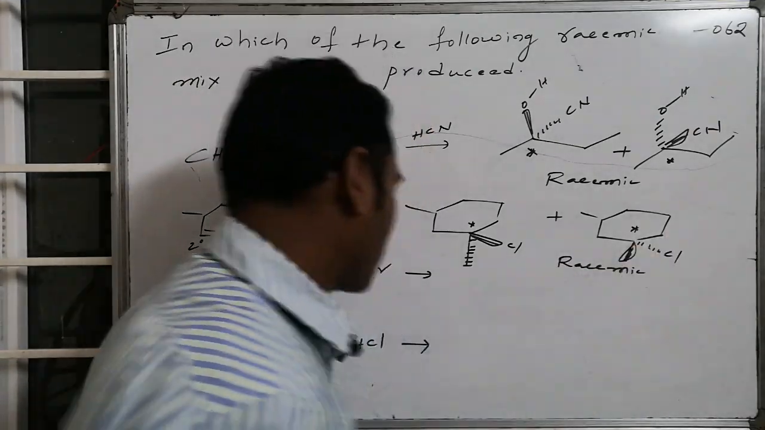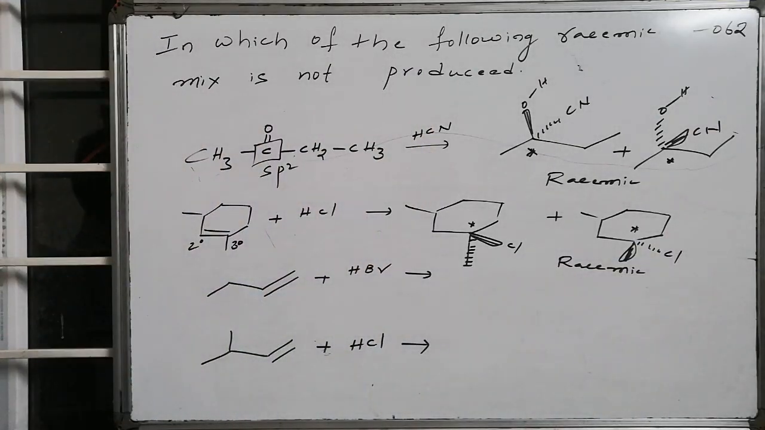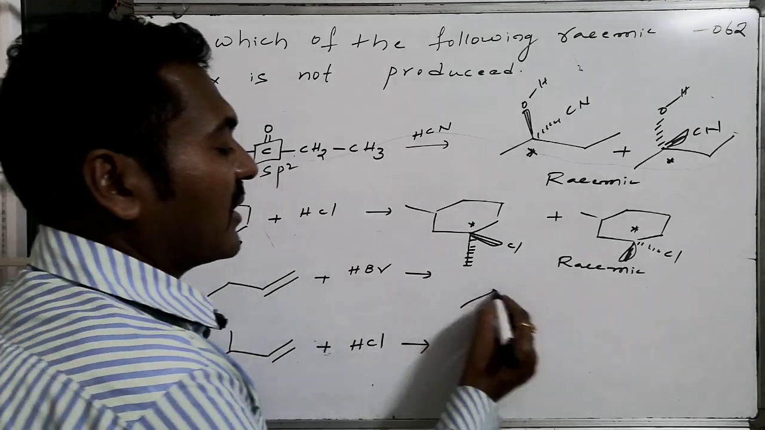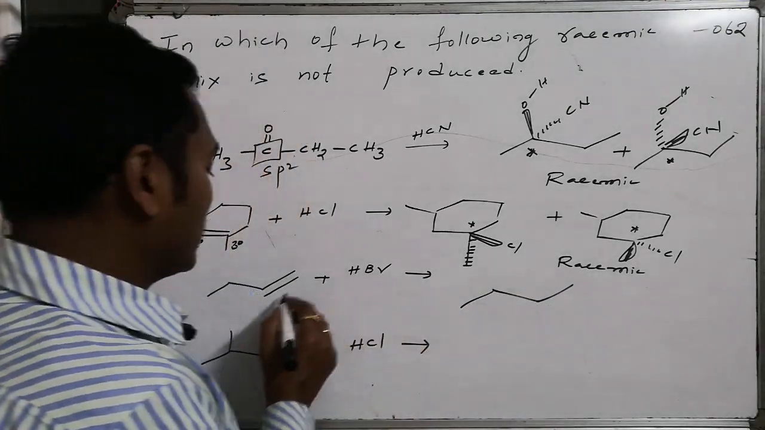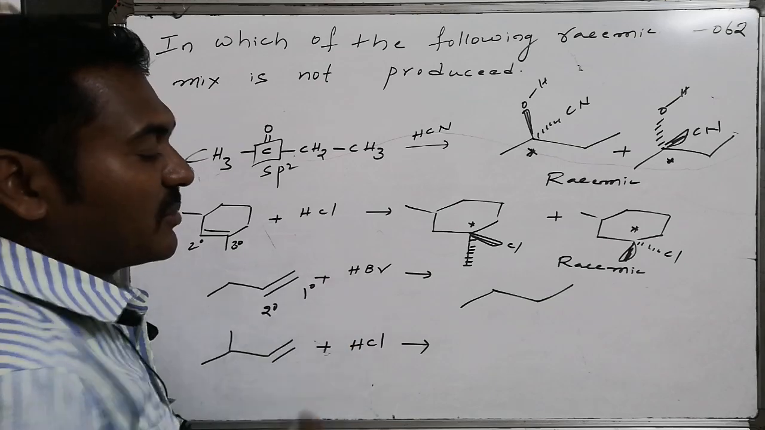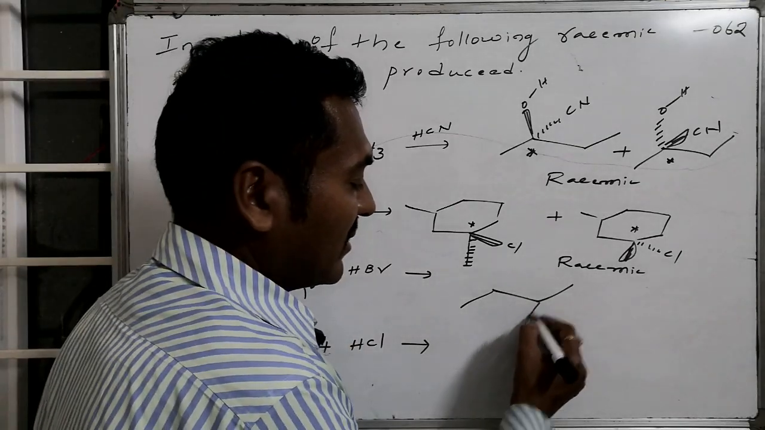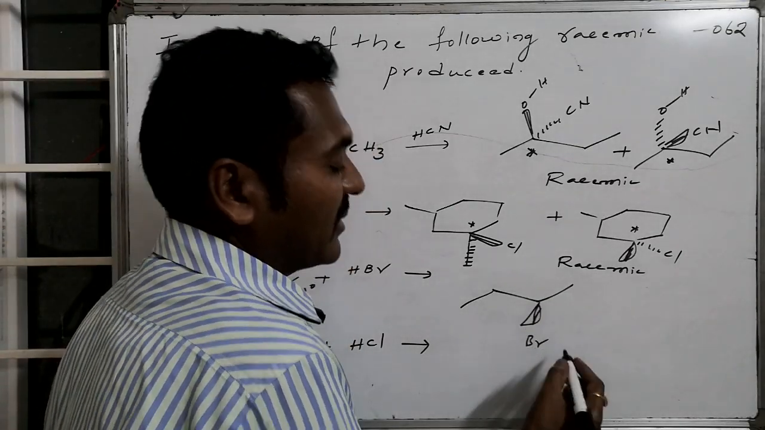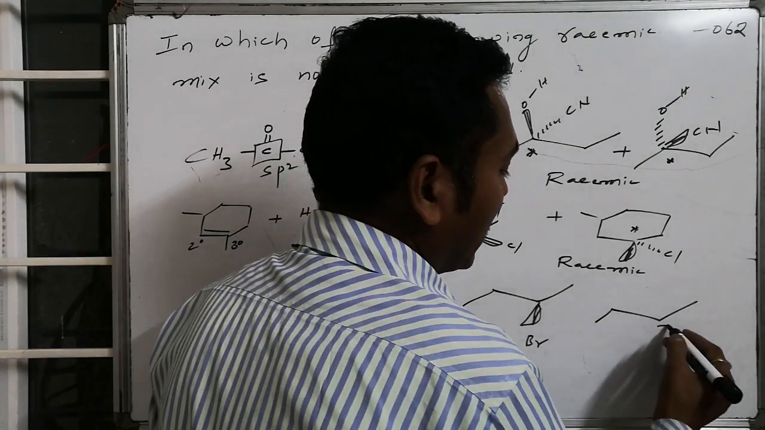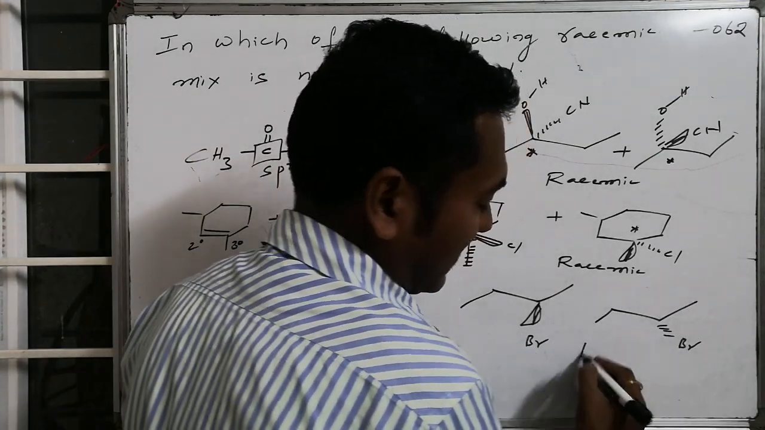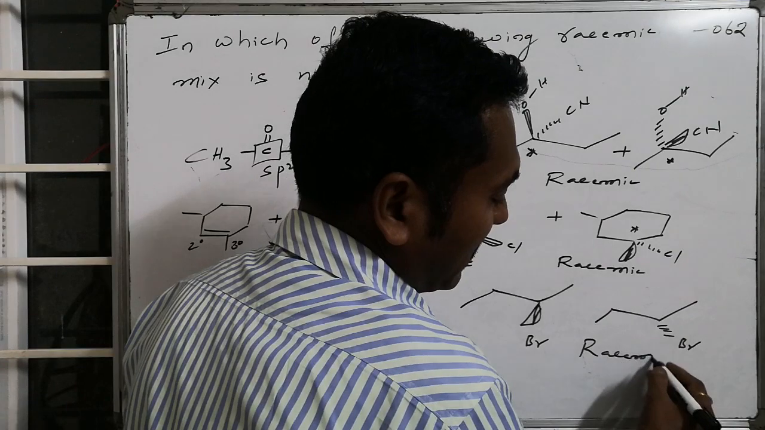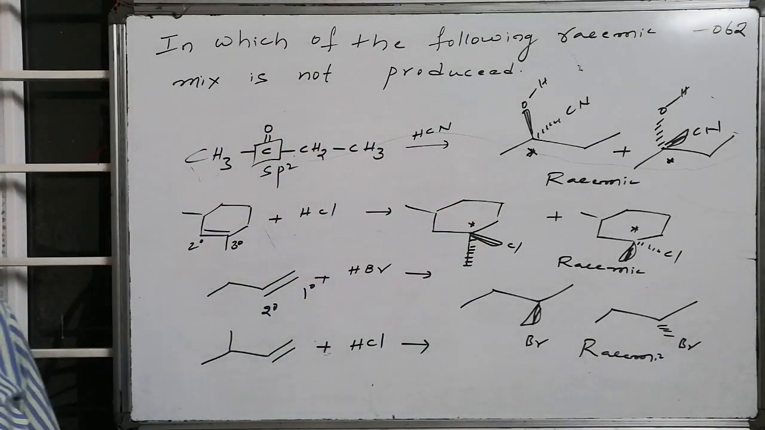Hence this mixture becomes a racemic mixture. If I go for the third case, here also a carbocation is formed as intermediate, that is, a secondary carbocation is formed. On that secondary carbocation, Br can attack either from the dark side or from the dotted side, hence here also racemic mixture formation takes place.